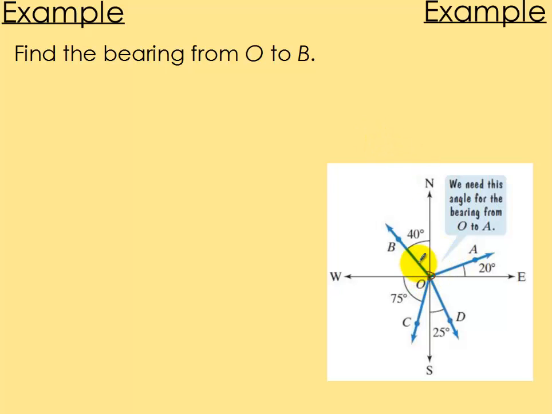All right, find the bearing O to B. O to B. I'm going north, and then I'm going west, and it's 40 degrees. That's your answer, and that's it.